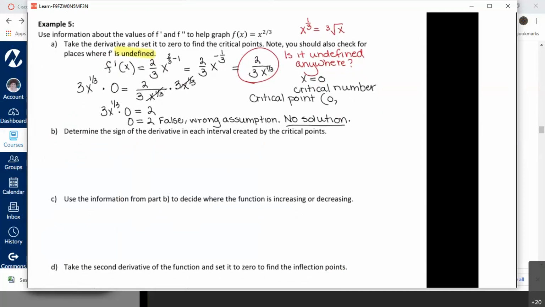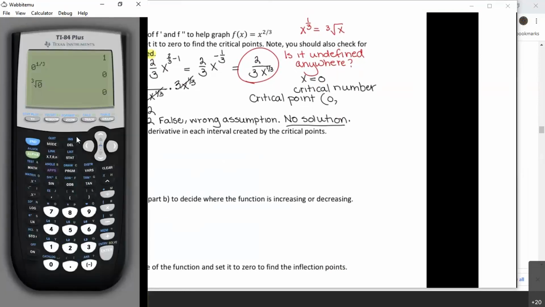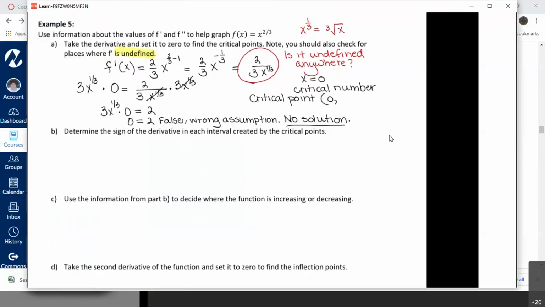And what will the y value be? Well, I have to take 0 and raise it to the 2/3 power. So here's my calculator again. Raised to the 2/3 power. Well, what do you know? It's still 0. What did I do? I squared 0, still 0. Took the cube root of it, cube root of 0 is still 0. Okay, so basically you can see my critical point is at the origin. Okay, so something weird happens with this function at the origin.